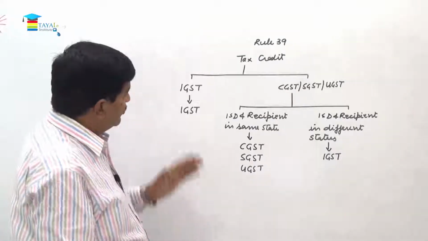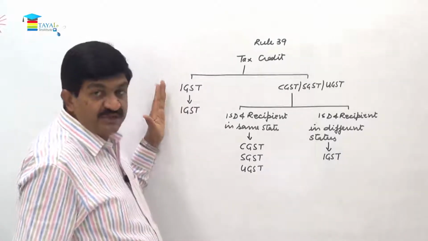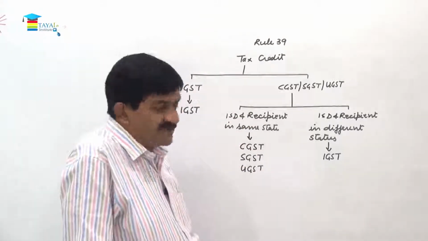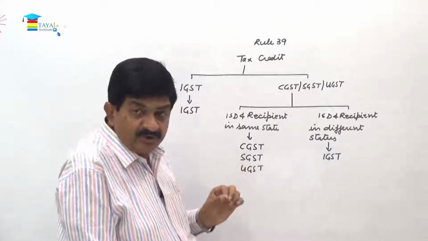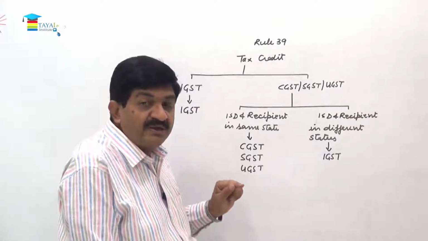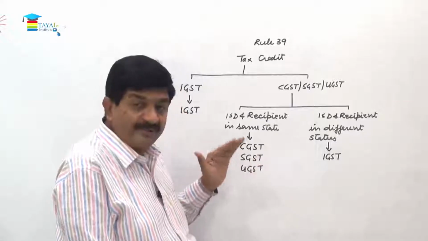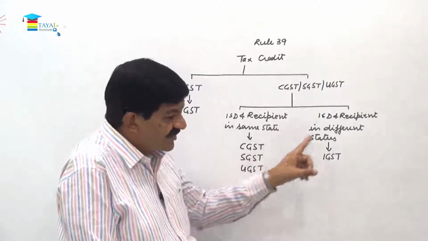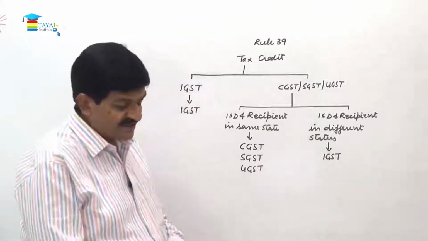So if the credit is of IGST, then that has to be transferred as IGST only. But if it is a credit for CGST, SGST, UGST, then how it is to be transferred will depend upon where the recipient is located. If he happens to be in the same state, then the credit will be transferred in the same format, otherwise it will be transferred in the format of IGST.